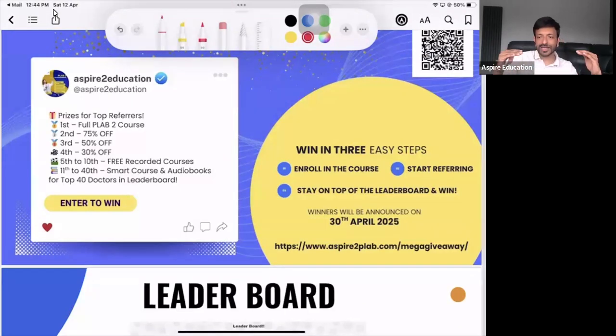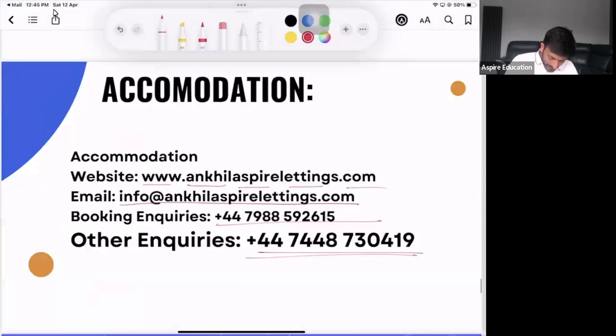Because mocks are just to check how much I'm prepared. So if you're not prepared fully, there is no point in giving the mocks. So we advise the candidates to give the mock maybe 1 or 2 or 3 weeks before the exam. That's the thing. Yeah. Okay.